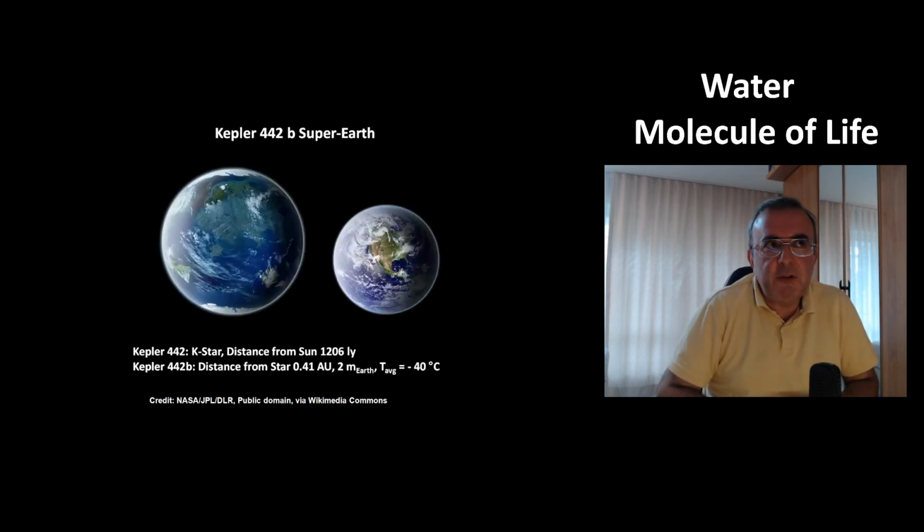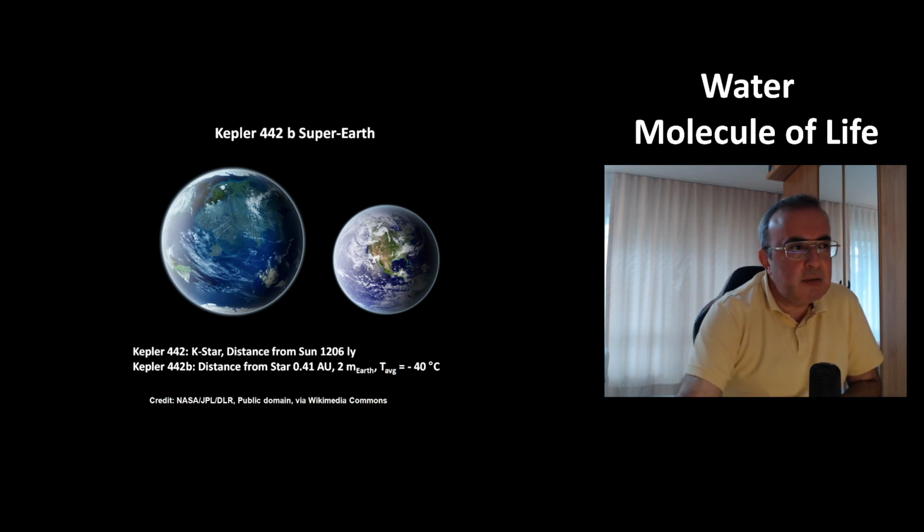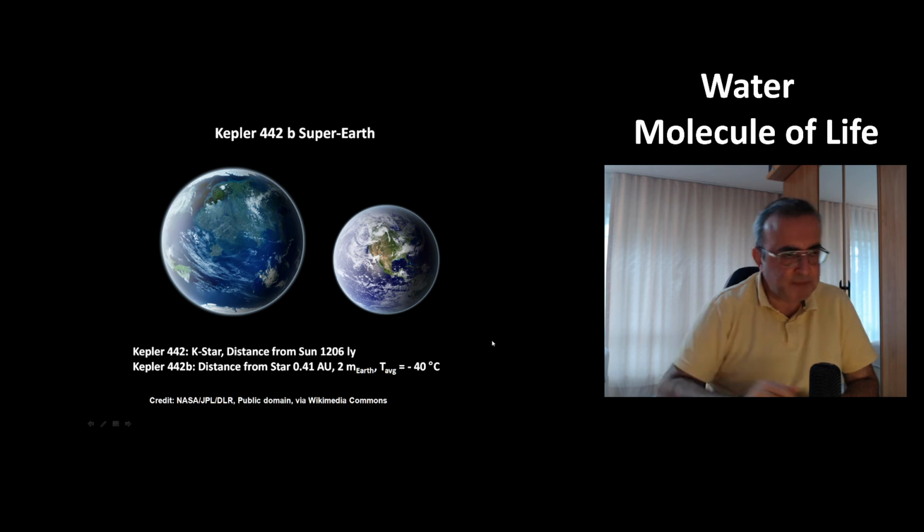This is the system Kepler 442. It's a super Earth system. It's located 1206 light years away from the Sun. The star is a K star. This means it's about 15% lighter than the Sun, and also less luminous. And the planet Kepler 442b is at about 0.41 AU distance from its star. 1 AU is about 150 million kilometers. It's the distance between Earth and Sun. So 0.41 AU is about 60 million kilometers.